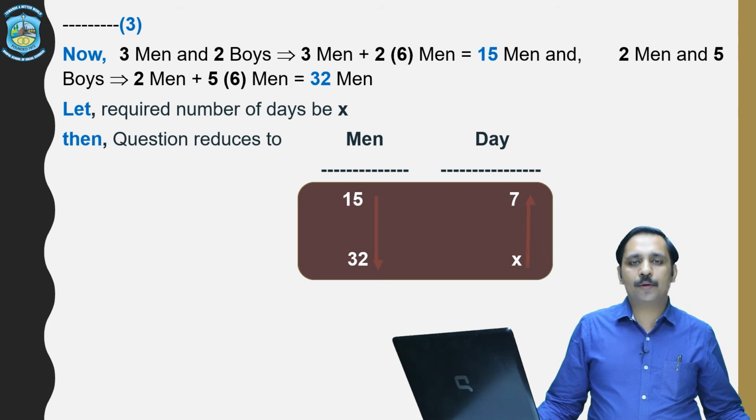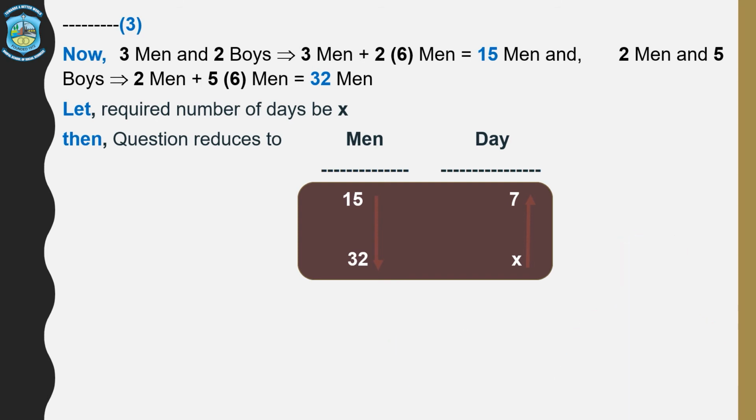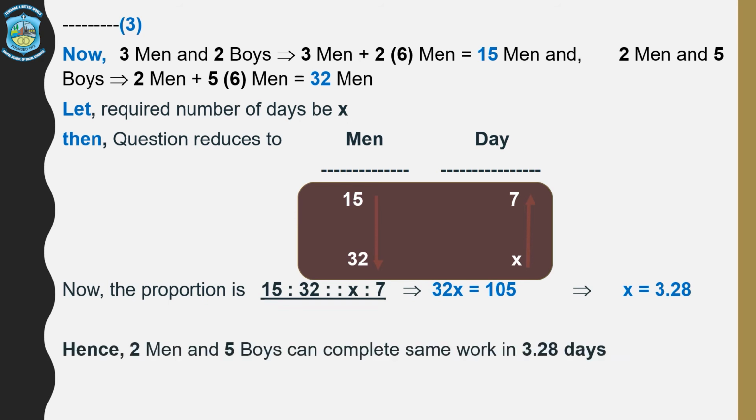Again, we have to put the arrows. So if you increase the number of men, the number of days required are less. That means it is a case of inverse proportion. So the proportion is 15 is to 32 proportional to x is to 7. On solving this, I get the value of x as 3.28. That means 2 men and 5 boys can complete the same work in 3.28 days.